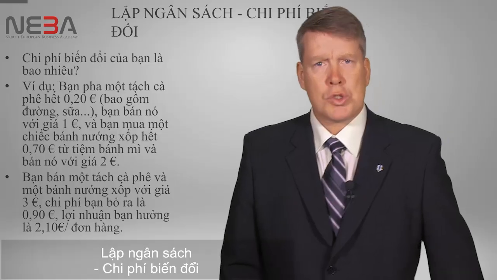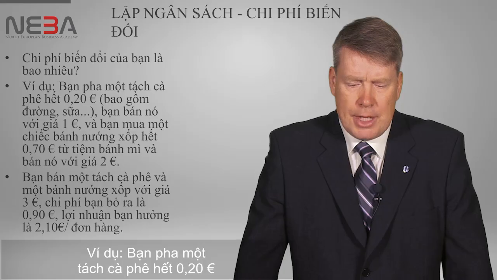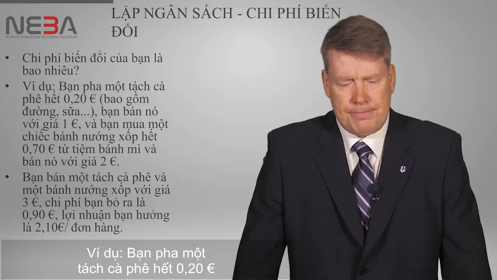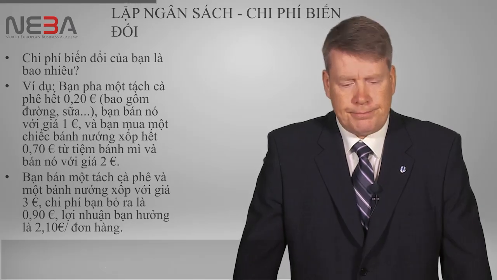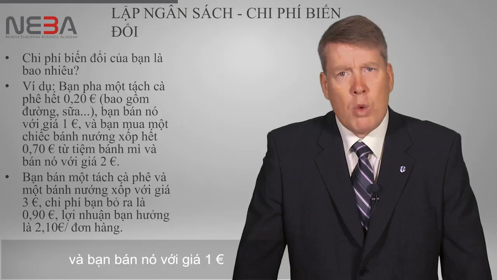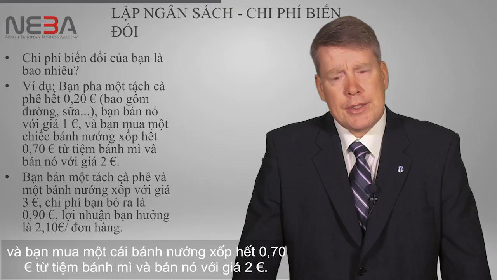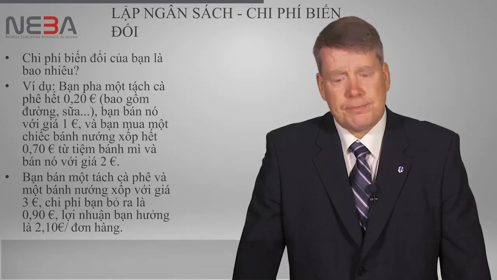Budgeting variable costs. What are your variable costs? Example, you make 1 cup of coffee, it costs you 20 cents, with sugar, milk, etc. included. And you sell it for 1 euro. You buy 1 muffin for 70 cents from a bakery and you sell it for 2 euros.